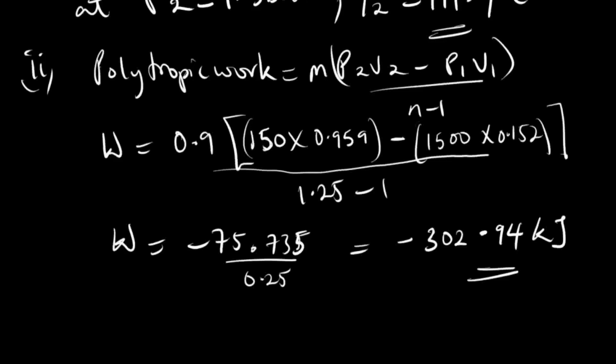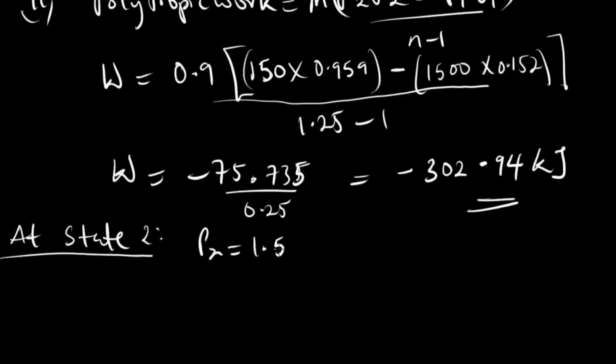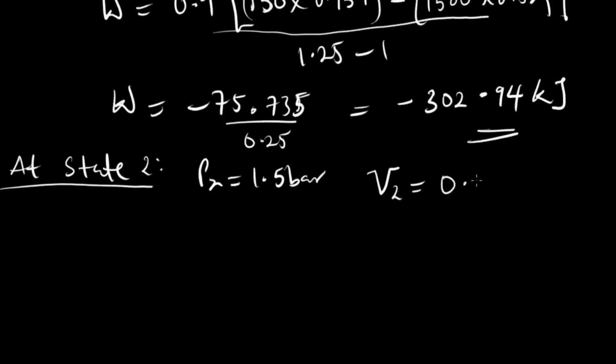So now, still at state 2, P2 is equal to 1.5 bar. Now we don't have any temperature, we don't know if it's superheated. How are we going to get the other parameters? But remember that we have found V2, specific V2 here, which is 0.959 meter cube per kilogram. Scroll up, you will see it.